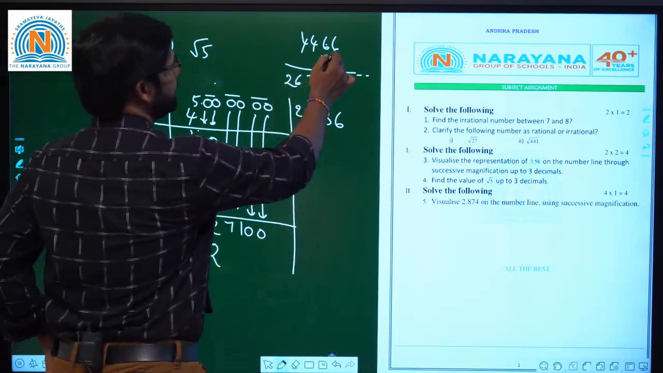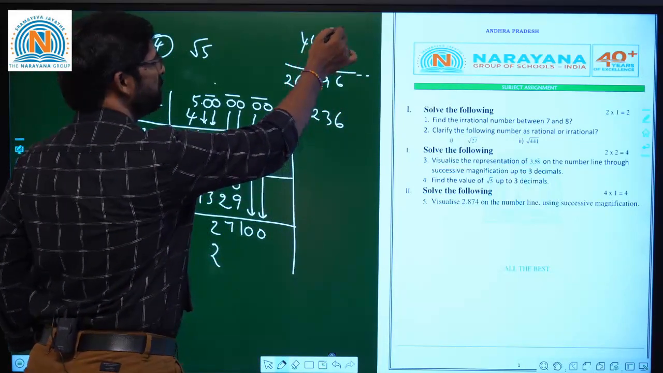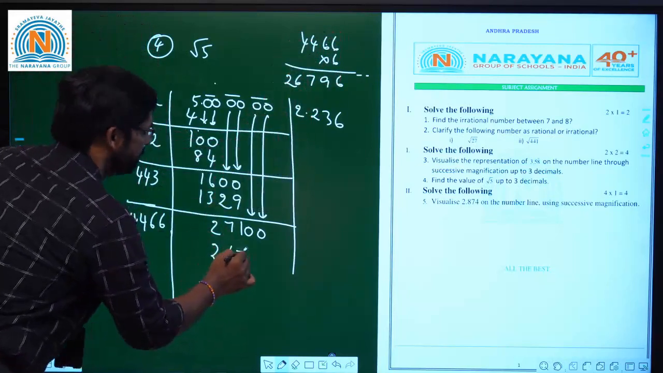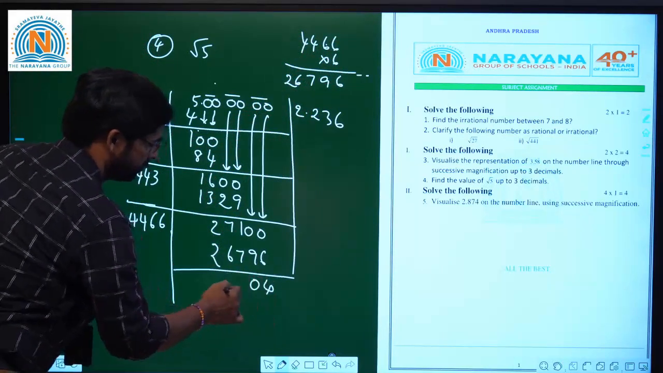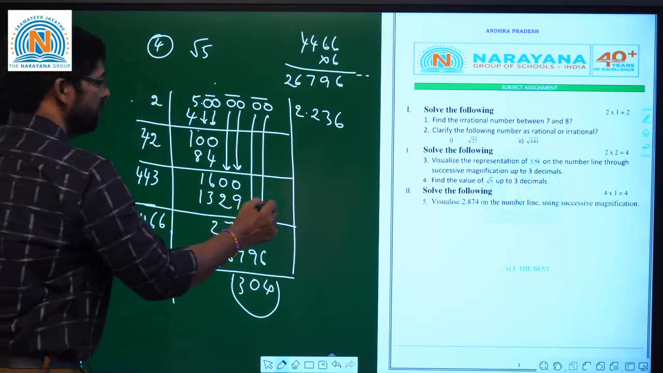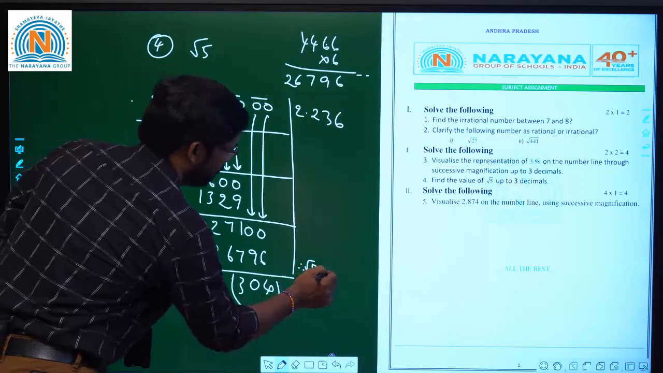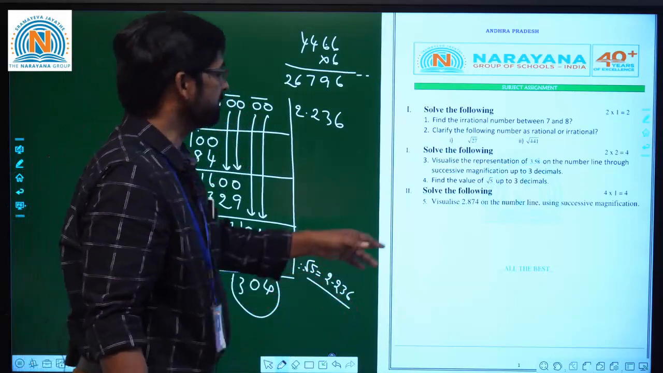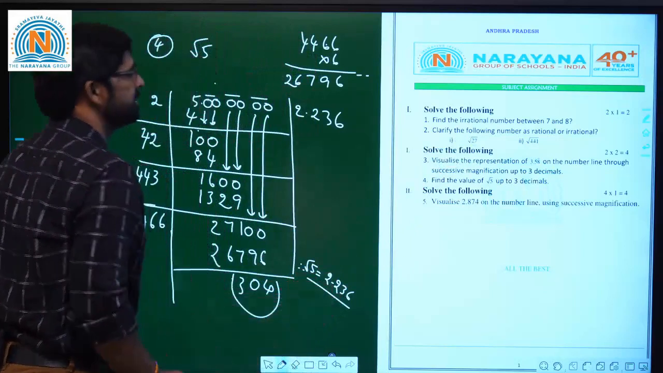Once again, 6 6s are 36. 6 6s are 36 plus 3, 39. 6 4s are 24 plus 3, 27. 6 4s are 24 plus 2, 26. 26796. Now subtract them, 403, 304. So therefore root 5 equals 2.236. Only what you asked: find the value of root 5 up to 3 decimals. So 1, 2, 3 places of decimals.